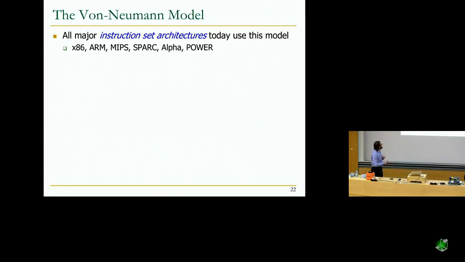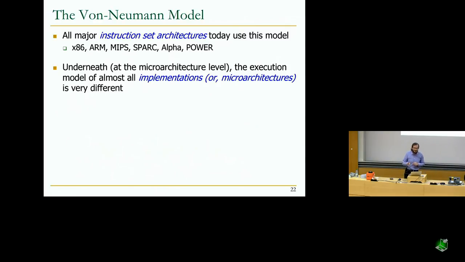Okay, so we'll talk about the von Neumann model, as I said, and we're going to implement it now. All major instruction set architectures today use this model. I'm sure these are some of the major ones. Some of them are dead, unfortunately. Alpha is one of the really nice, clean ones that I've worked on also. But underneath, the execution model of almost all implementations is very different.